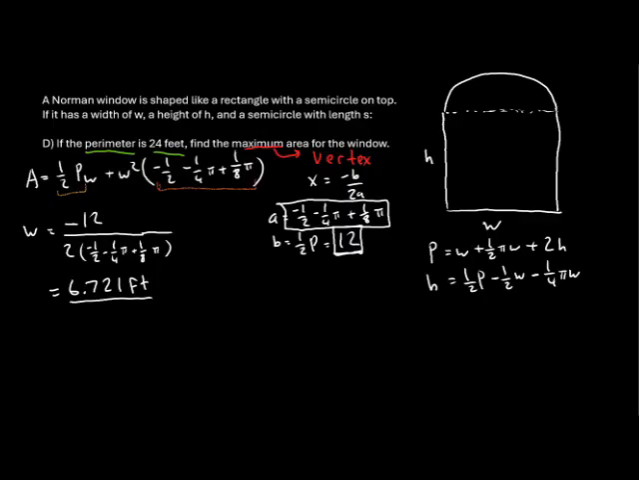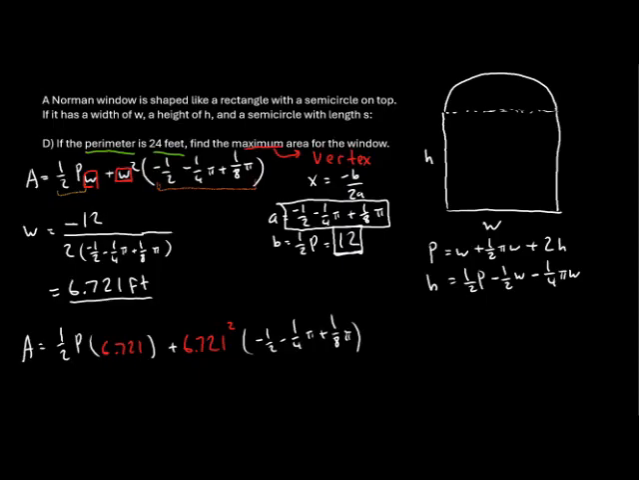Now that we have our width, we can get the area. We're going to use the area formula that we used at the top of this page. We'll replace all of the w's with 6.721. Therefore, we now have 1/2 perimeter times 6.721. Then we add w squared, that's another 6.721 squared, times everything in the parentheses, that's negative 1/2 minus 1/4 pi plus 1/8 pi. We also know our perimeter is 24, so we can replace the p with 24.